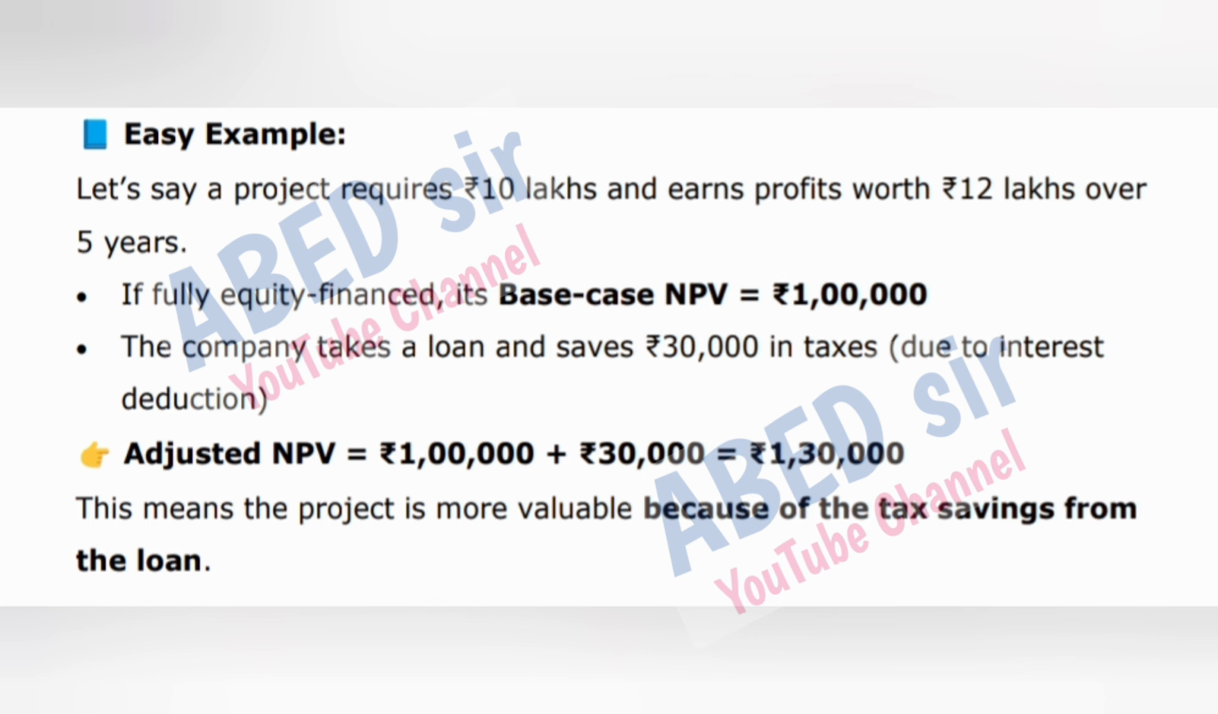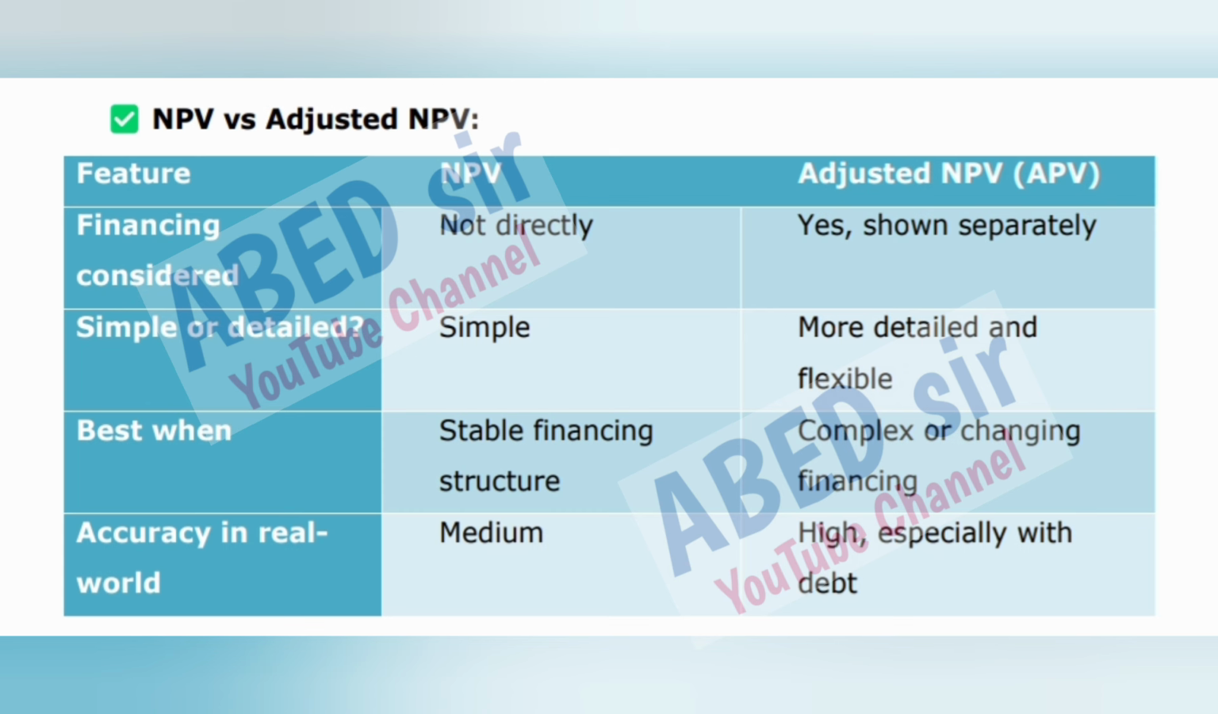This means the project is more valuable because of the tax savings from the loan. NPV versus adjusted NPV. Feature: NPV, adjusted NPV, APV. Financing considered: not directly, yes, shown separately. Simple or detailed? Simple, more detailed and flexible. Best when: stable financing structure, complex or changing financing. Accuracy in real world: medium, high, especially with debt.